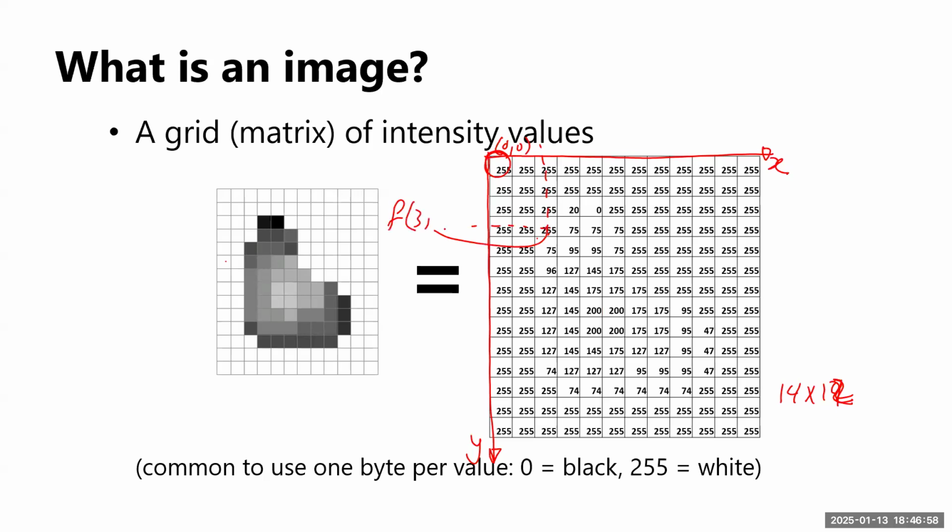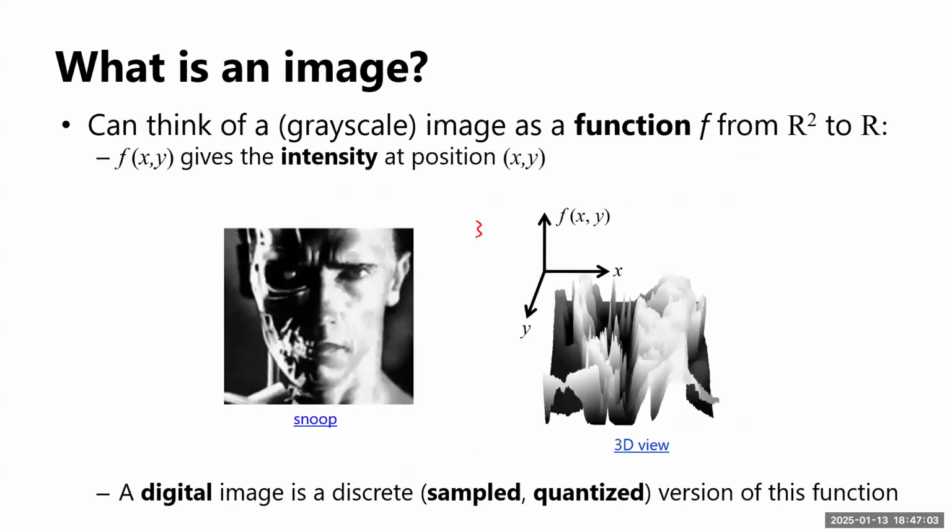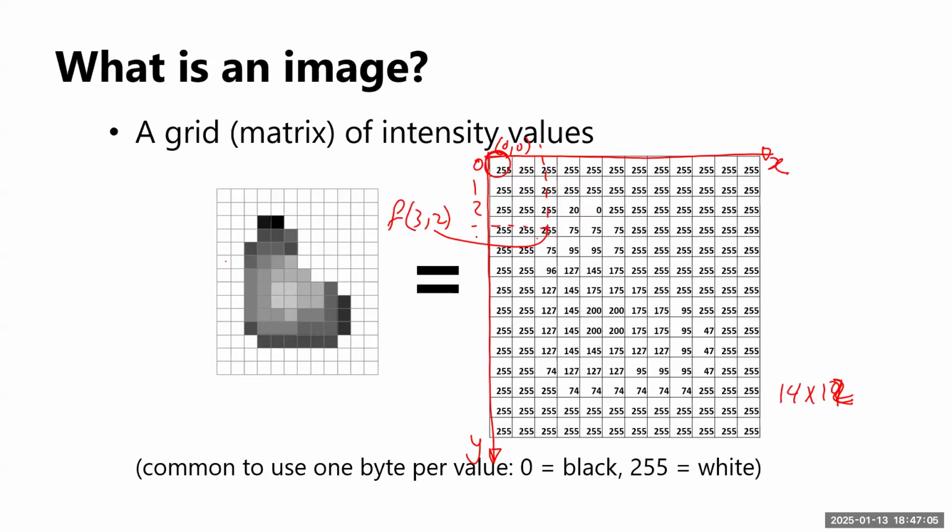Of 3 and 2. Because here 0, 1, 2, and 3. Keep jumping. And here 0, 1, and 2. So function of 3 and 2. Okay? In this case, I can describe every single pixel here as if it's a function of the location.